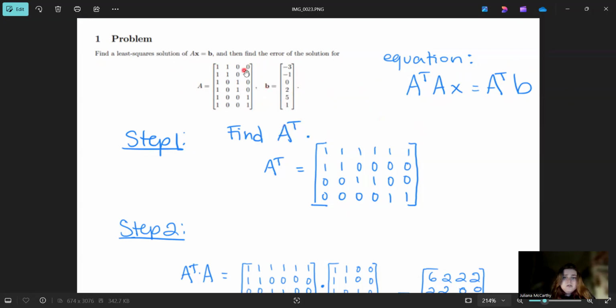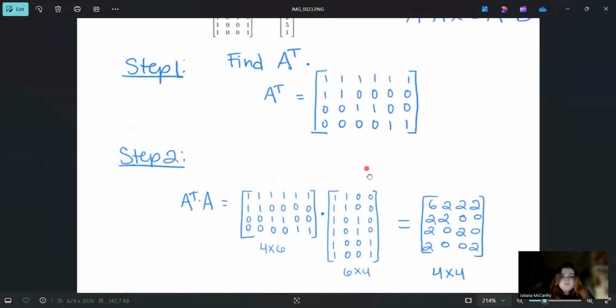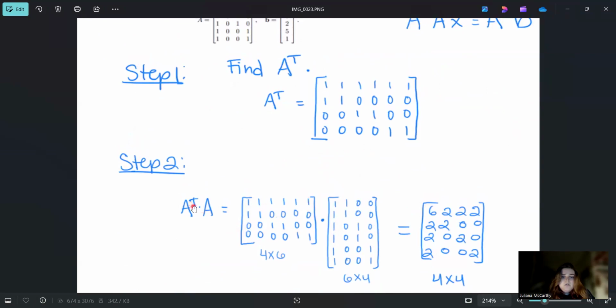You just take the first row of A and make that the first column of A transpose. Second row becomes second column. Third row becomes third column, and so on. So you have A transpose. It's pretty straightforward. Now we have A transpose, we have A, and we have b. We can start plugging things in and start solving. To start, we are going to find A transpose times A.